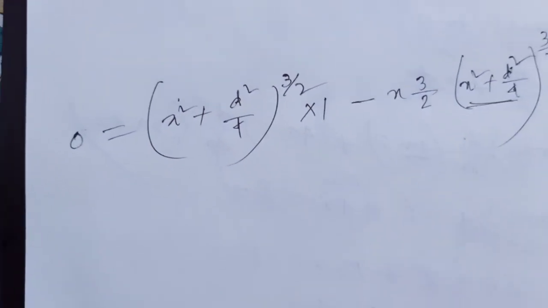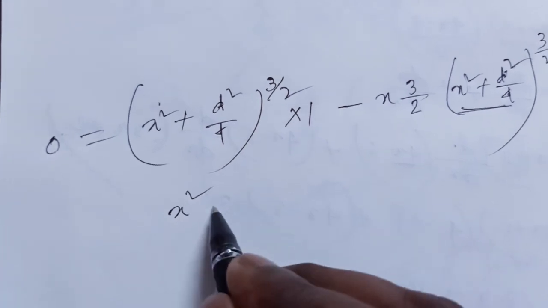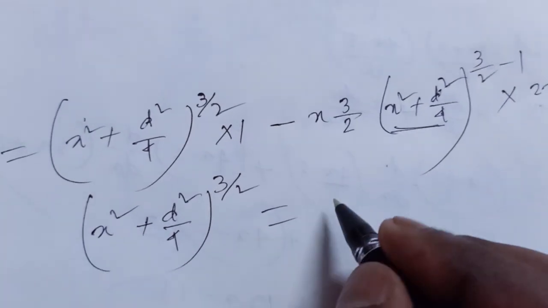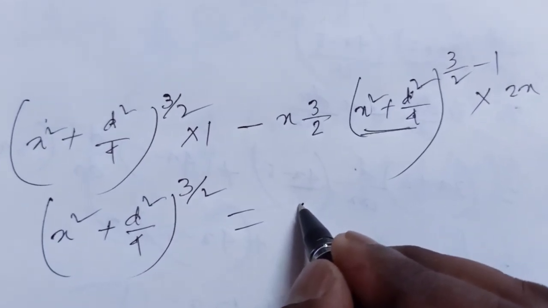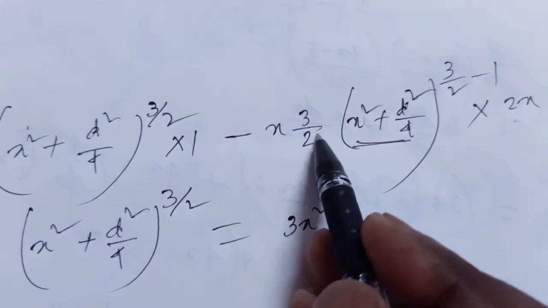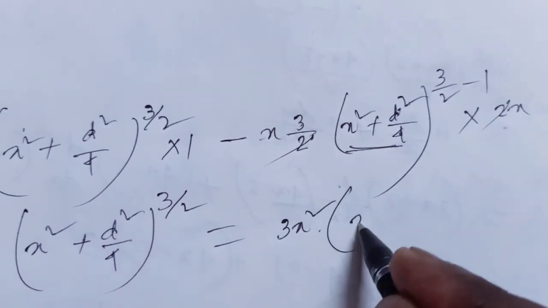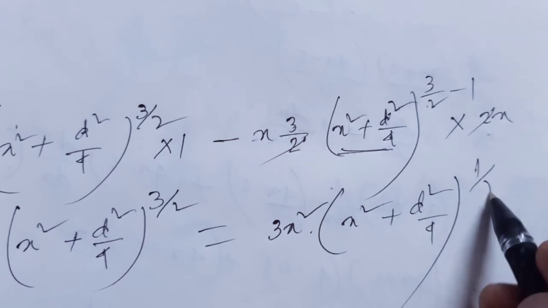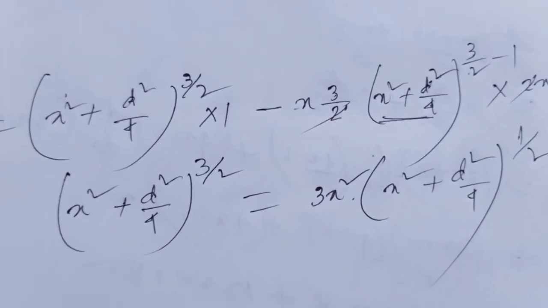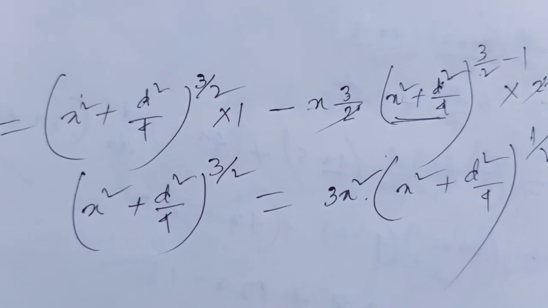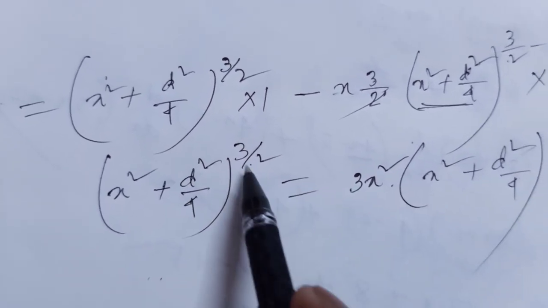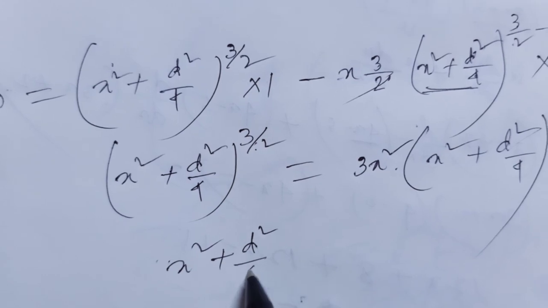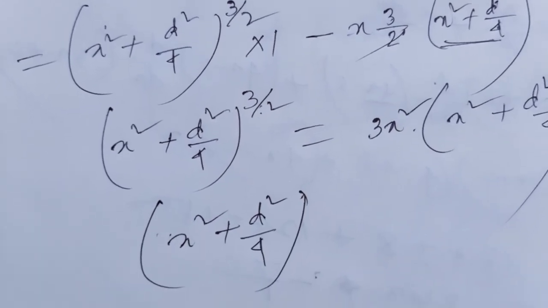So this is the derivative, and if we simplify it, the 2s cancel each other, so we get 3x square into (x square plus d square by 4) whole to the power 3 by 2 minus 1. That means 3 minus 1 half, so half and half cancel, and x square plus d square by 4 remains.